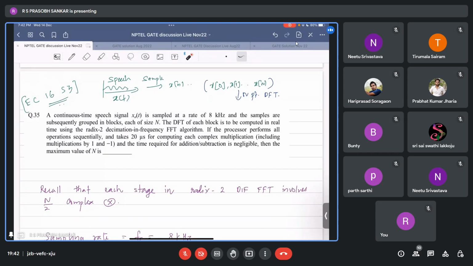Where is that given? Yeah, the DFT of each block is done in real time. So we don't know what this N is. So the question is saying how large can this group be so that we can still compute the DFT in real time. So is the question fine? Is it okay?